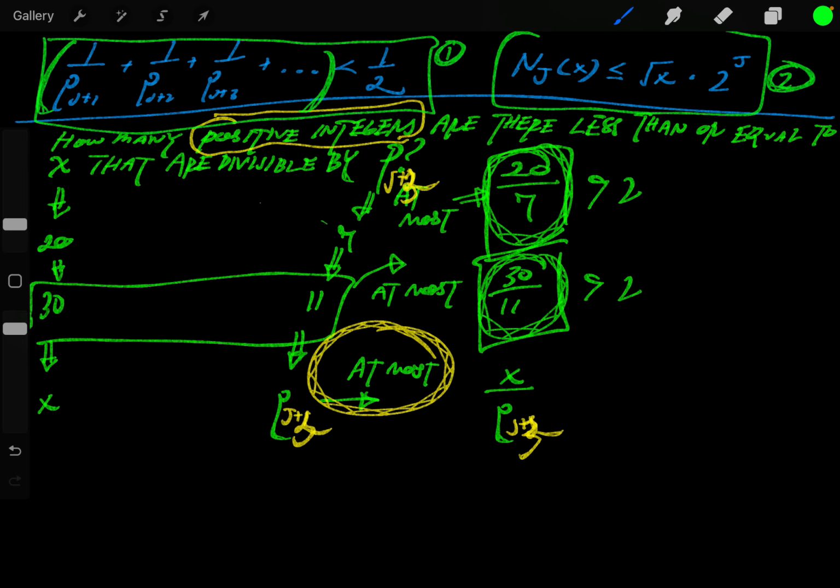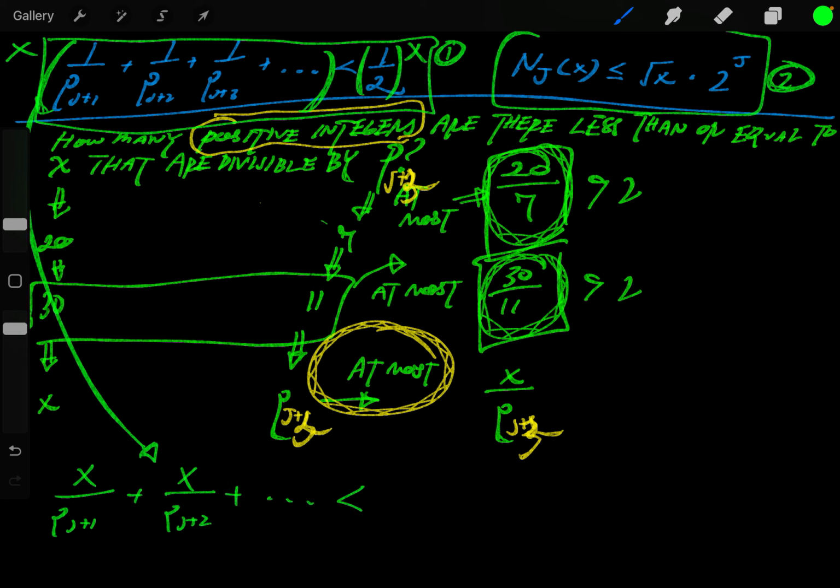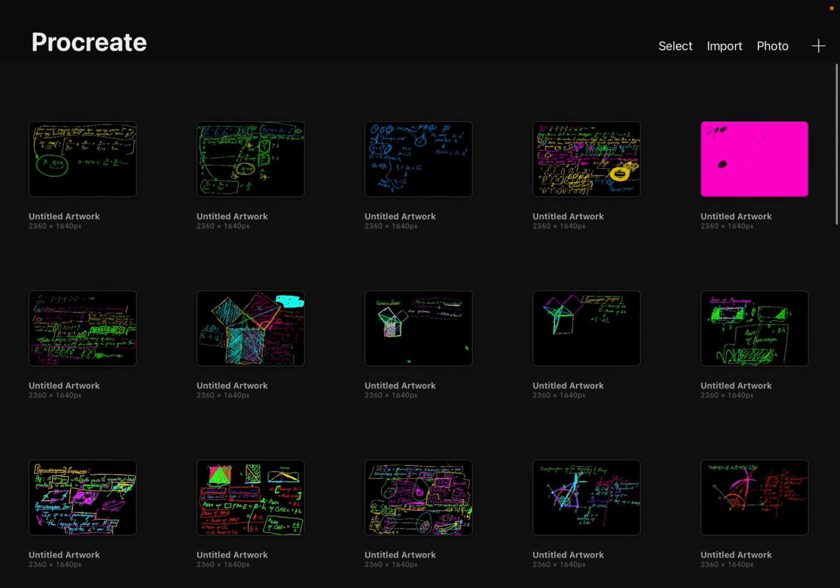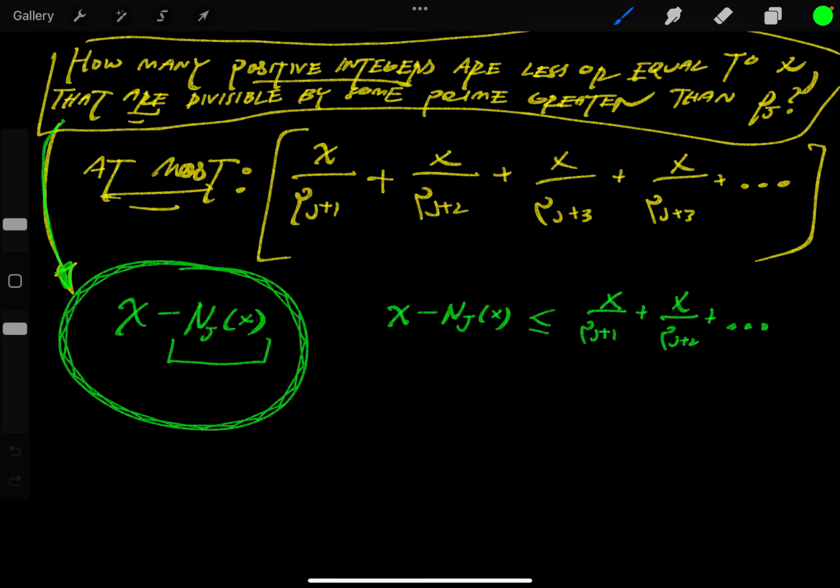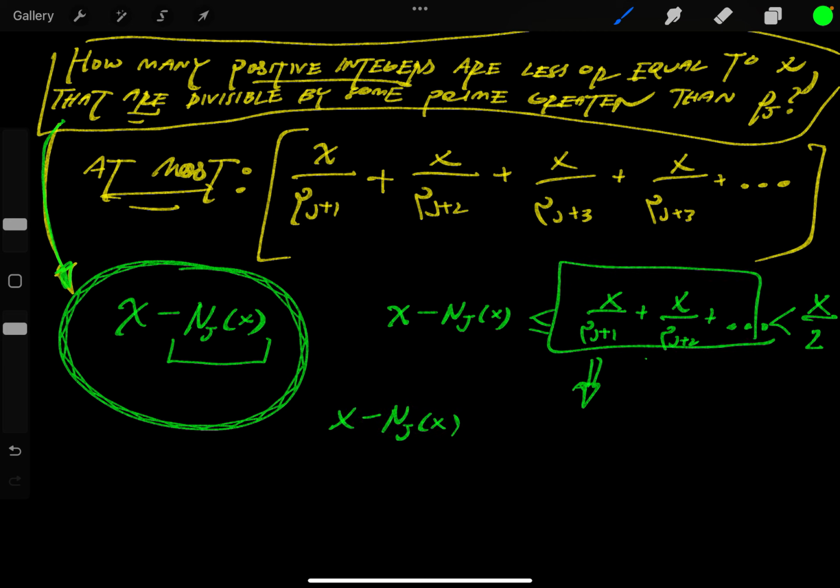If I multiply by x everywhere on both sides of this inequality, the inequality will stay true. So I get a new inequality: x over p sub j plus 1 plus x over p sub j plus 2 plus ... is less than x over 2. I need to use this fact because this sum is the same thing that I have on the other page. This sum is guaranteed to be less than x over 2. Putting these two together, I have x minus n sub j of x is less than x over 2.